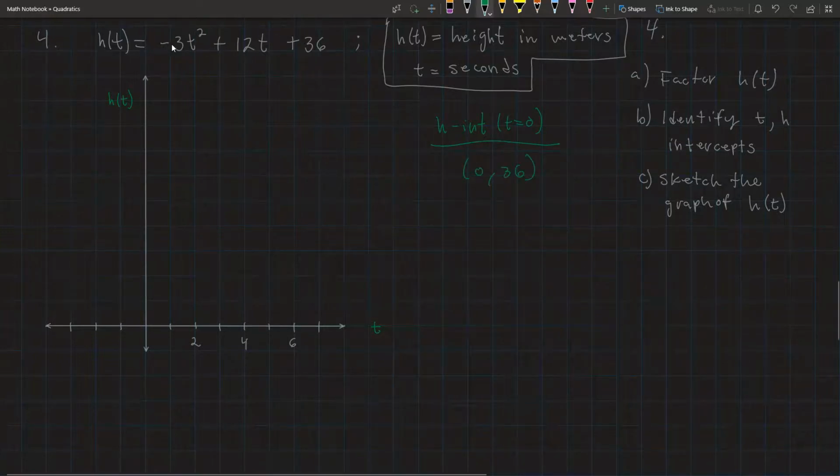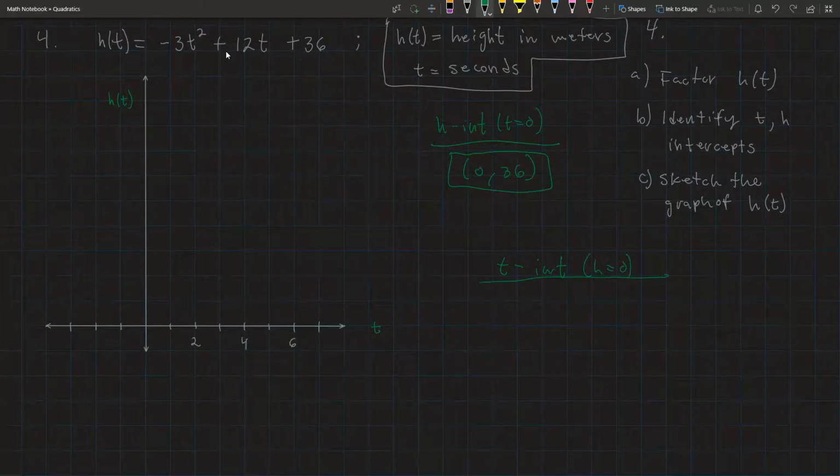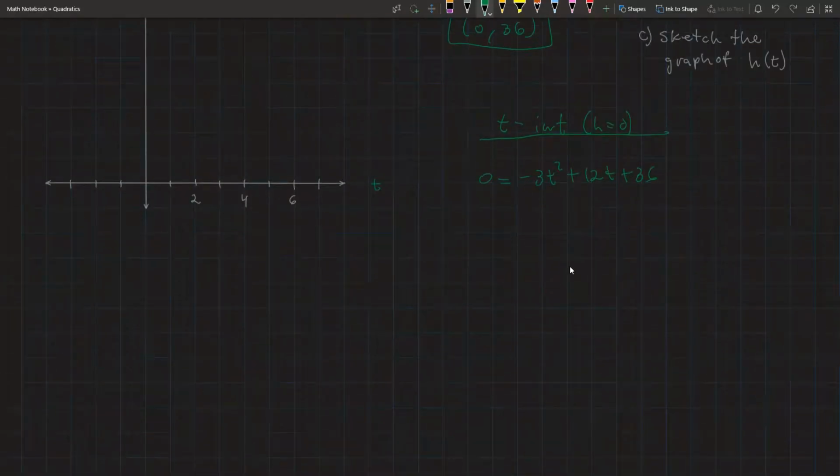Remember, when t equals 0, these two go to 0. And we got 1 point. Now the next two are the hardest part of the problem, but I think they're very crucial. It reveals the rest of the problem. So we know that the t-intercepts occur when h equals 0, or h of t equals 0. In other words, we're going to get 0 equals negative 3t squared plus 12t plus 36. We should be thinking at this point, we have to either identify a perfect square or factor.